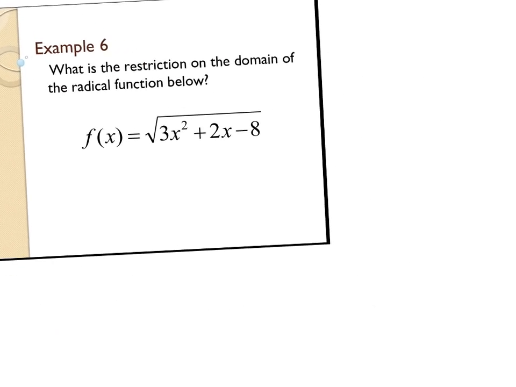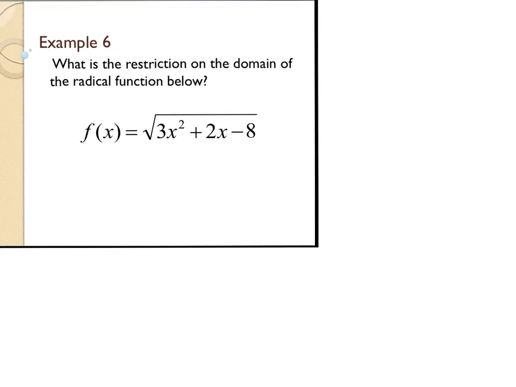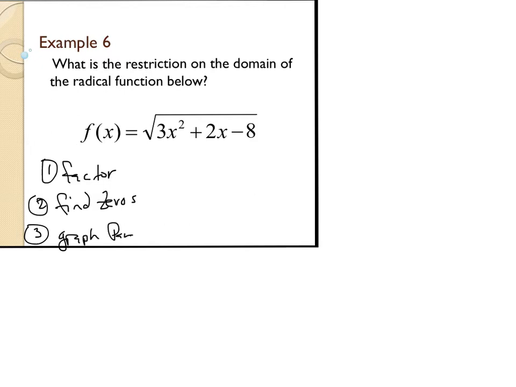Okay, so in this last video, we're going to work with another restriction for this radical function. So remember, the idea is we need to factor, find the zeros, and without a calculator, we need to graph the parabola. And all we care about is where the zeros are.